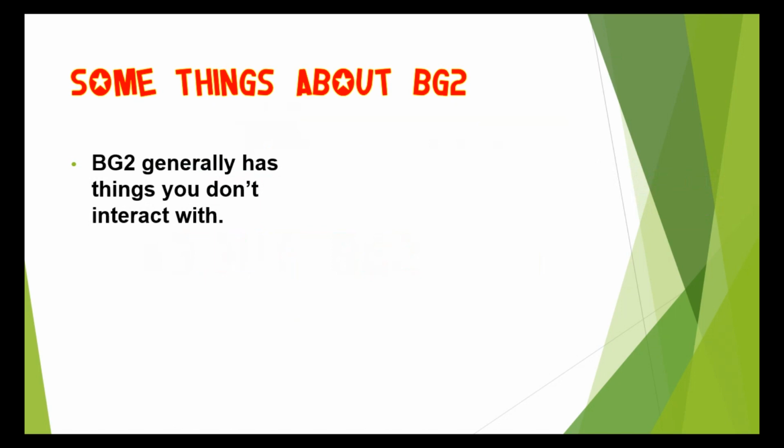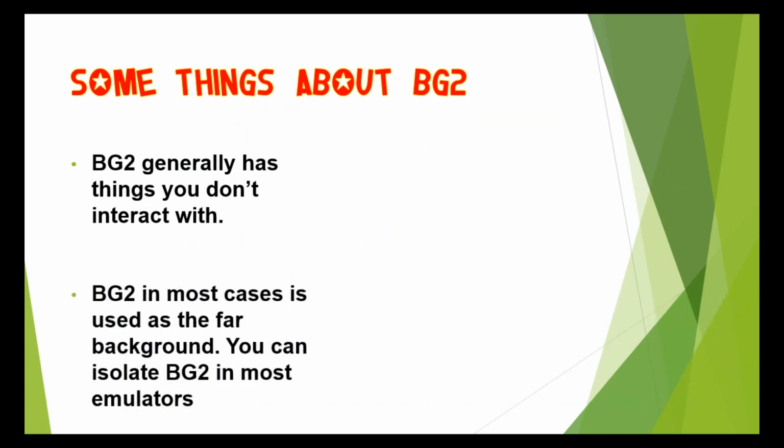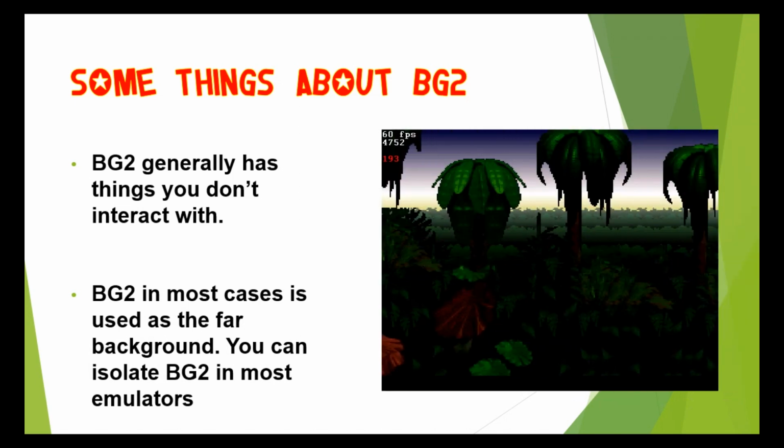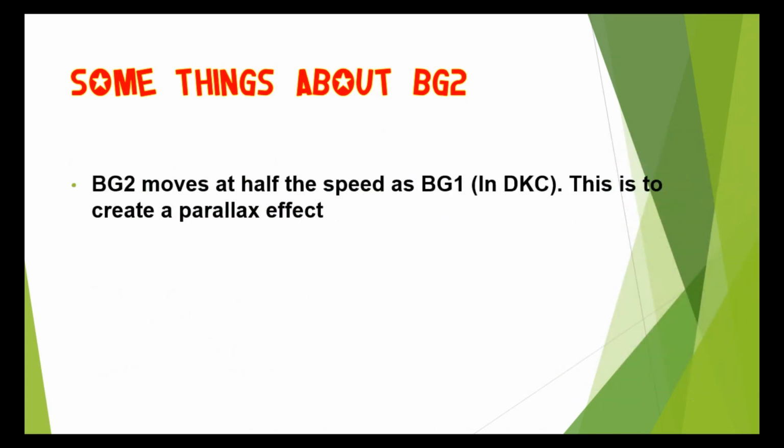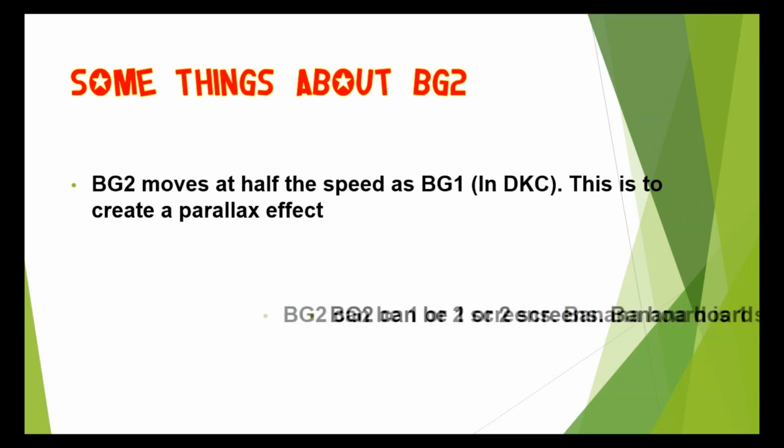BG2 generally has things you don't interact with. BG2 in most cases is used as the far background. You can isolate BG2 in most emulators. BG2 moves at half the speed of BG1 in DKC. This is to create a parallax effect.